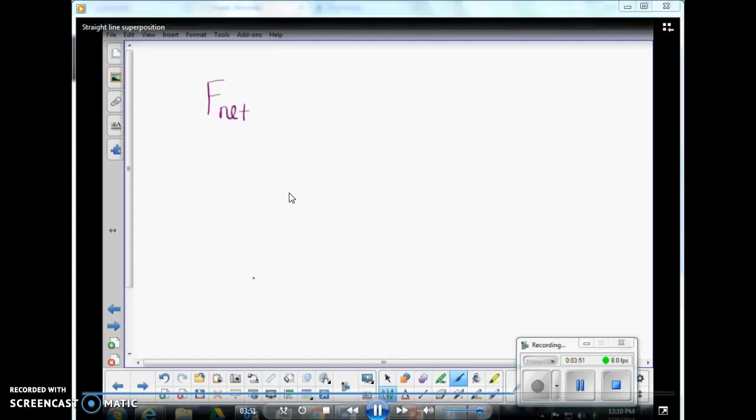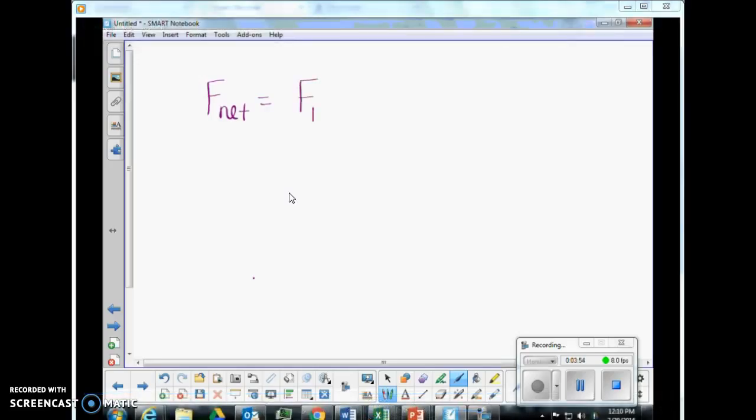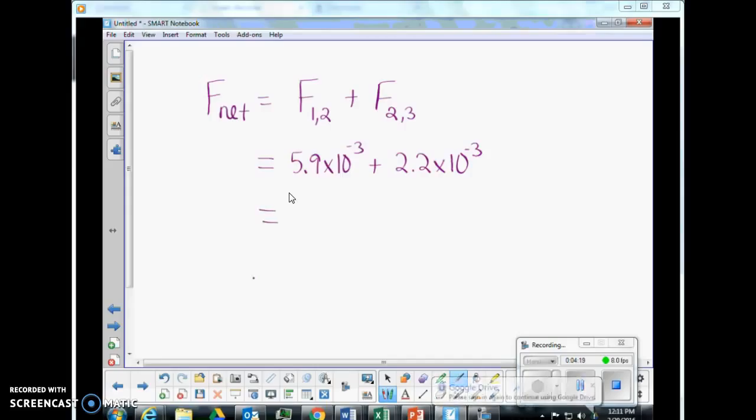Next, we're going to use the net force equation. Net force is equal to all of the forces in the x direction added together. So I have the force of Q1 on Q2 plus the force of Q3 on Q2. I'm going to take my two forces and add those together, 5.9 times 10 to the -3, added to 2.2 times 10 to the -3. That's going to give me my total force that acts on charged particle number 2, Q2, 8.1 times 10 to the -3 newtons, and it is acting toward charge number 1.